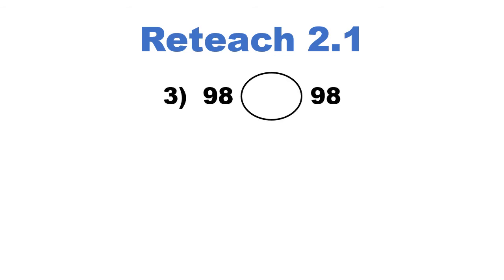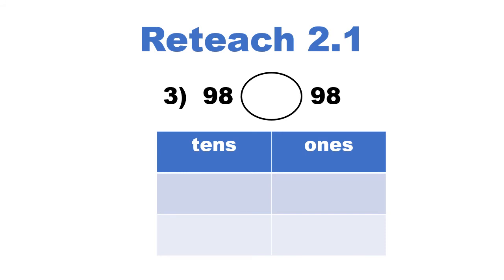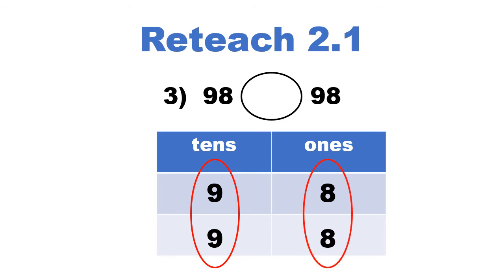Here is number 3. We're going to compare 98 and 98. Now, I know you probably already know what symbol to put in there, so go ahead and put the symbol you think belongs into that circle. But then let's just see what happens when we compare these two numbers in a place value chart. So we're going to put 98 into the chart and 98 into the chart. Now remember, we start with the greatest place, so that means in this case it's the tens. 9 is equal to 9. So that means we have to go to the next place, the ones. 8 is equal to 8. So that means that 98 is equal to 98.